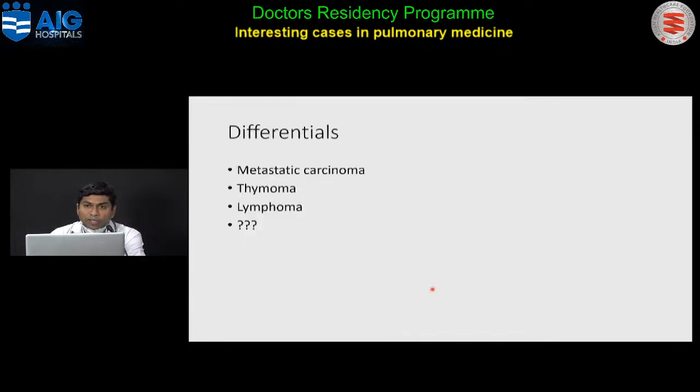So, the reason why she came to us is that this patient's symptoms were not improving. The cough was persisting and the fever was persisting. That was the reason why this patient came to us. So, the differentials of metastatic carcinoma, thymoma, and lymphoma were considered in this patient.